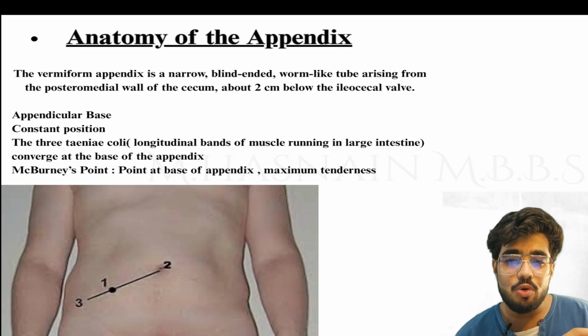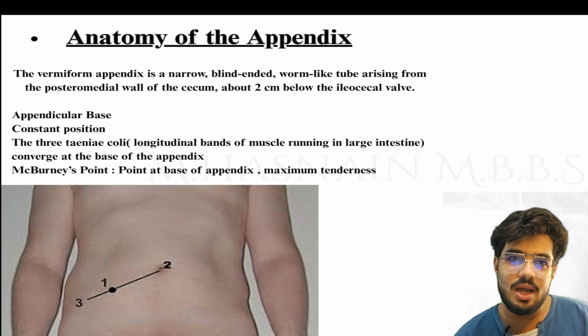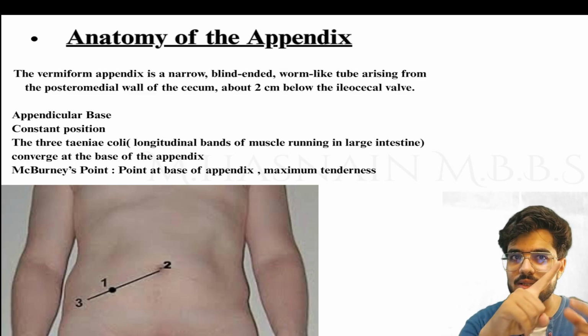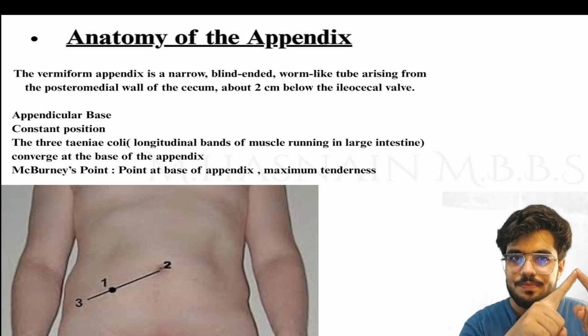It is arising from the posterior medial wall of the cecum. जो हमारे लास्ट इंटेस्टाइन का सीकम है उसके posterior medial wall पे it is arising there. There is a valve between ileum and cecum that is called the ileocecal valve, and it is 2 centimeter below it. अब अपेंडिक्स की बात करें, अपेंडिक्स में दो चीजें होती है. एक तो अपेंडिक्स का बेस है, अपेंडिक्स की टिप है.